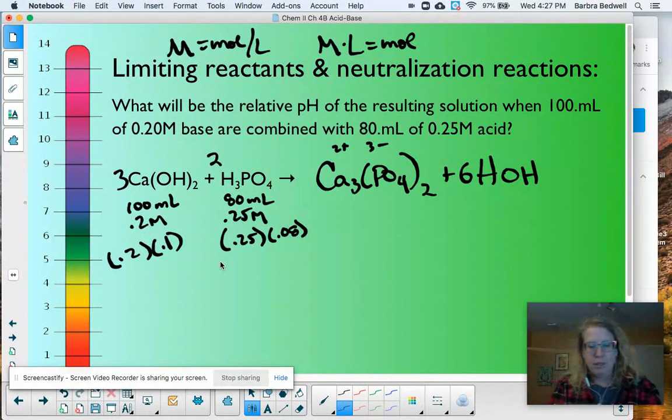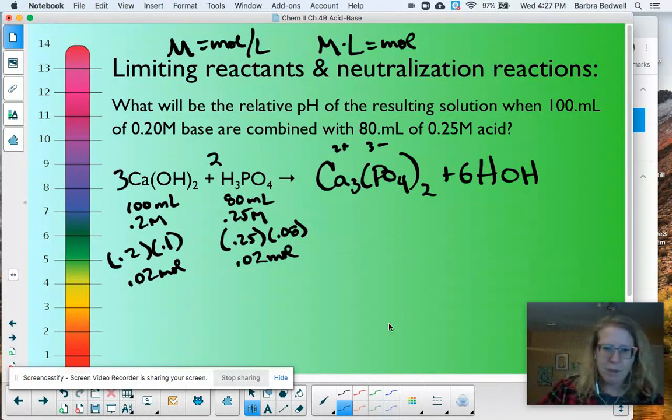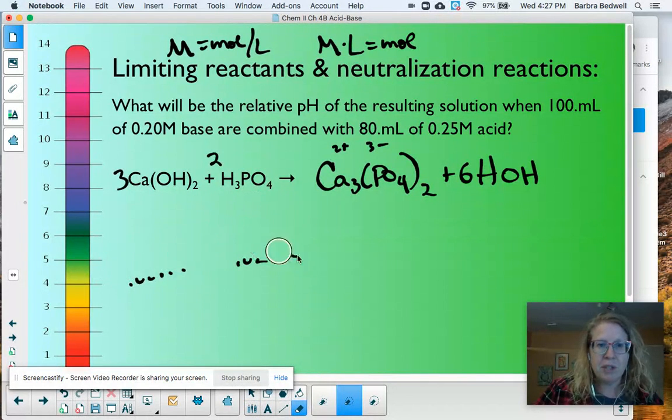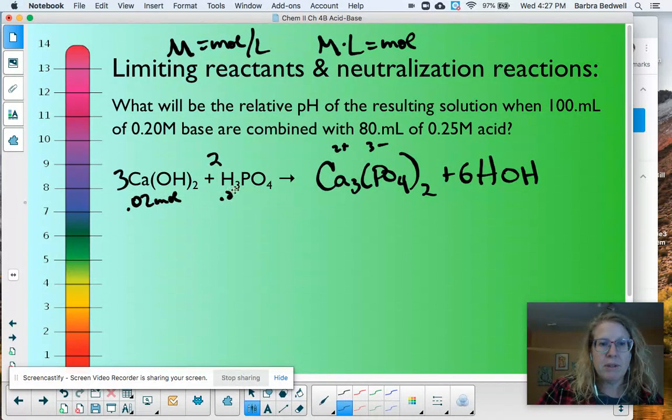All right, so 0.2 times 0.1 gives us a starting value of 0.02 moles of calcium hydroxide, and 0.25 times 0.08 gives us, what is it, 0.02, oh really? 0.02 moles of acid. Okay, now we just do the stoich from here. All right, so what is this going to look like? Okay, I'm going to erase this and give myself some space. We have 0.02 moles of each. So which one of those is going to be our limiting reactant? You might be able to start to predict what this is going to be. 0.02 moles and 0.02 moles.